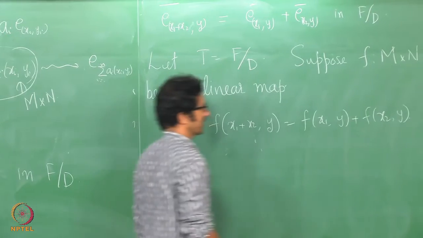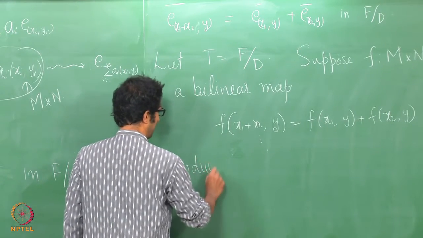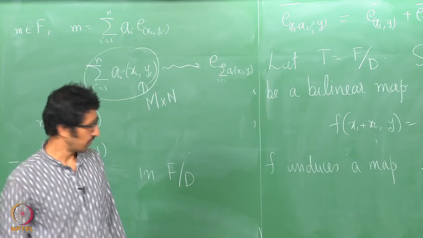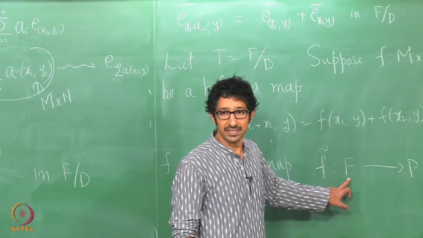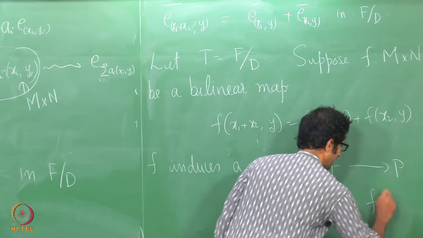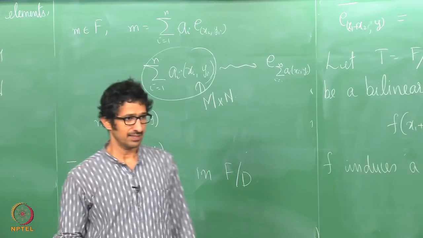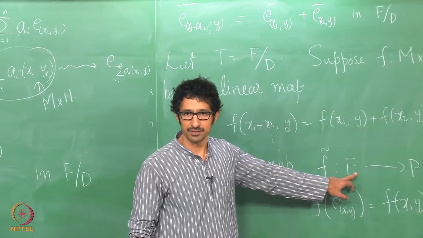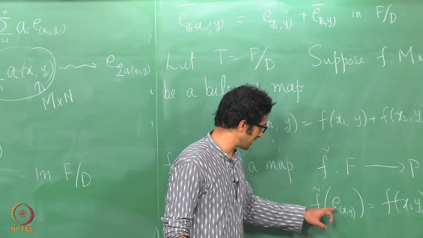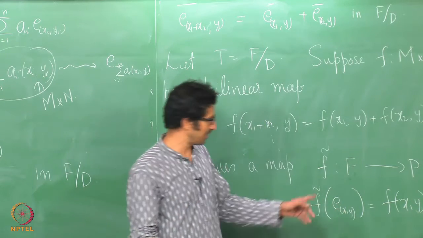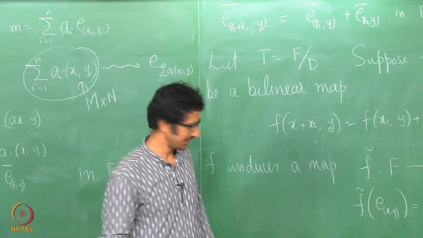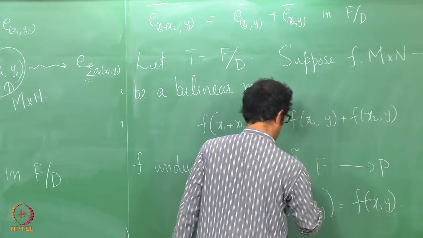Once I have this map, this induces a map, let's say F tilde from F to P. F is the free module on M cross N. So what I do is F tilde of E(x, y) is f(x, y). E(x, y) is a generating set, in fact a basis, for F. So I define F tilde of this, or on a general element, the summation of a_i E(x_i, y_i) is the same as the summation of a_i f(x_i, y_i). This induces a map from F to P.